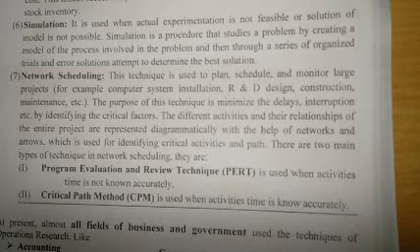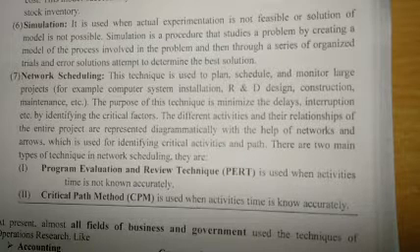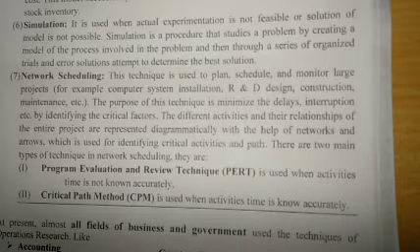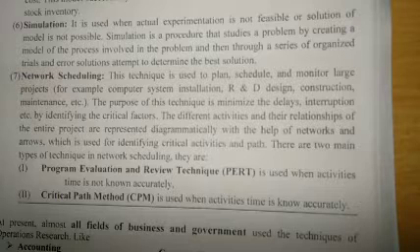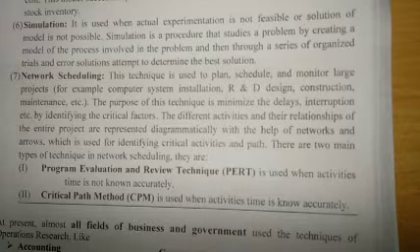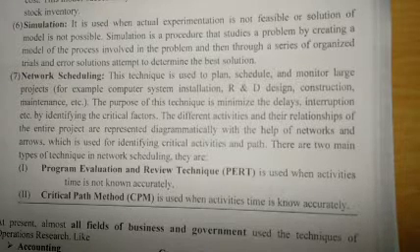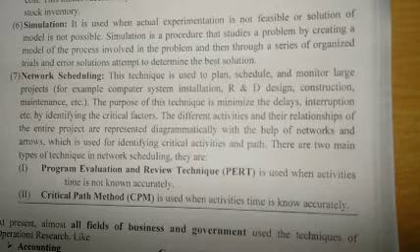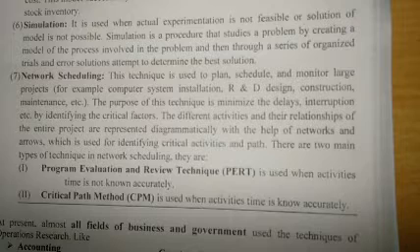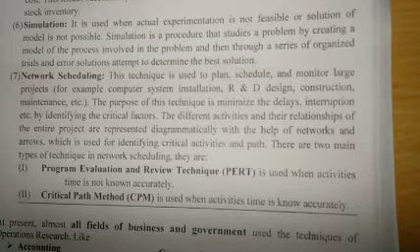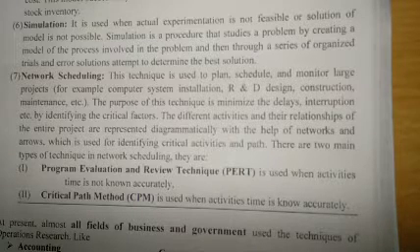There are two main types of techniques in network scheduling, that is PERT and CPM. PERT, program evaluation and review technique, is used when activities time is not known accurately, whereas CPM, critical path method, is used when activities time is known accurately.